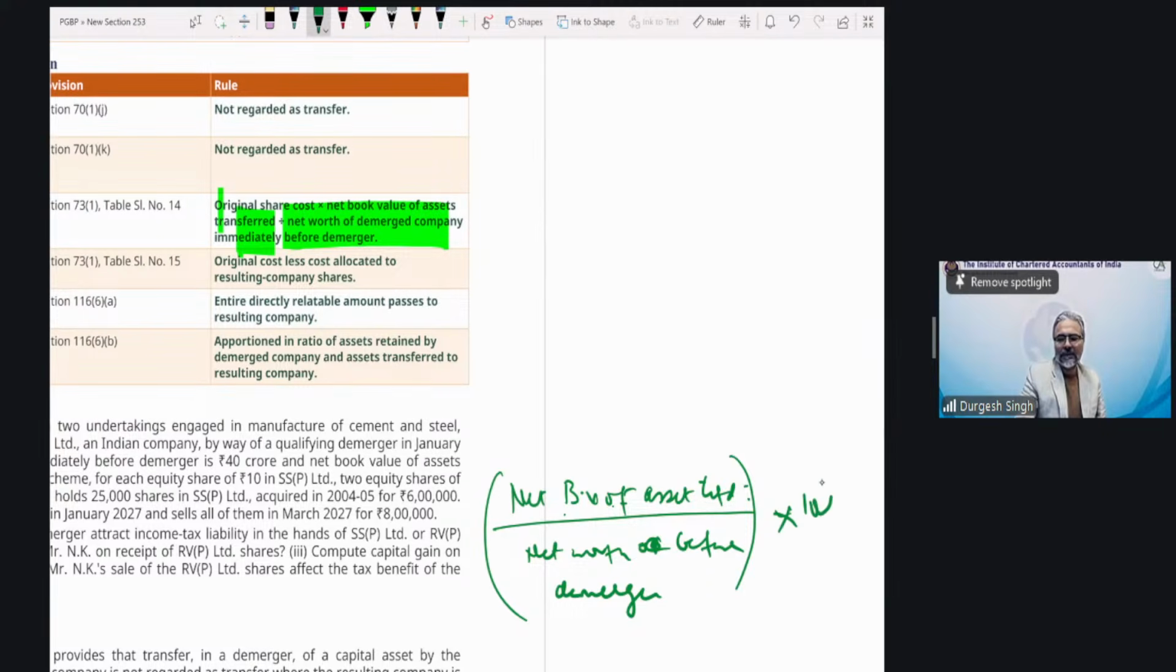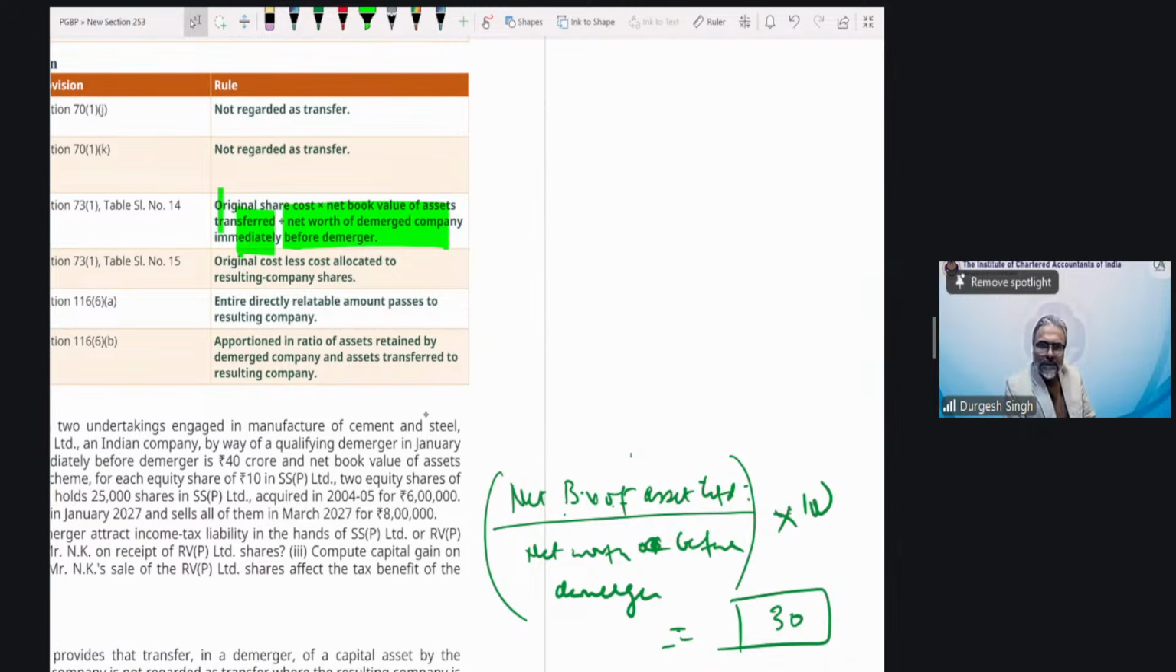In my example, it was 100. So this will give you the proportion of how much of my actual cost relates to the division, which is now the resulting company. This will therefore give you the cost of the shares of the resulting company. Say for example, by applying this formula, the amount comes to 30.